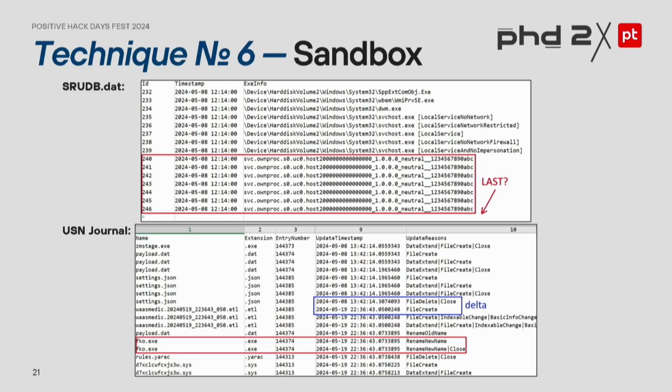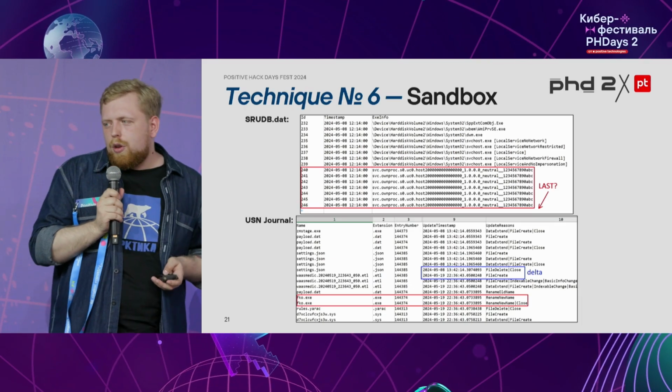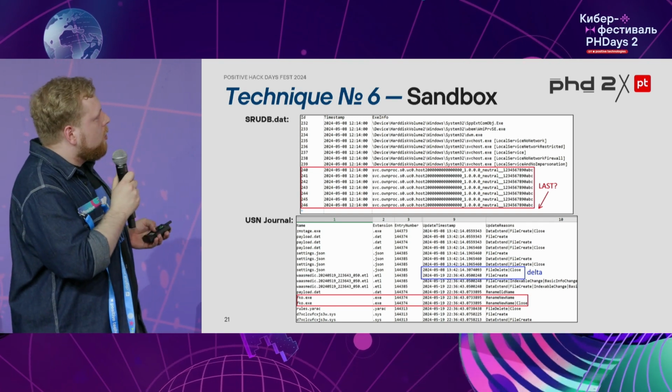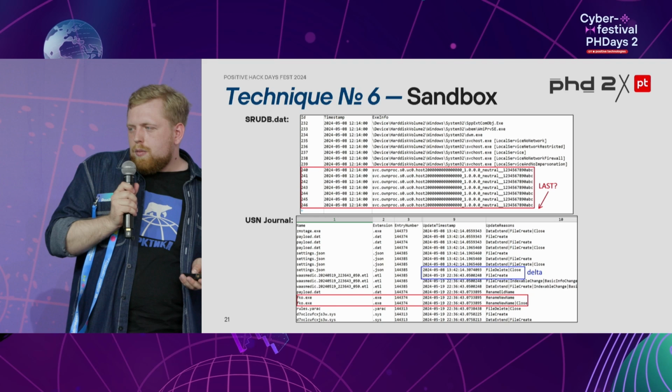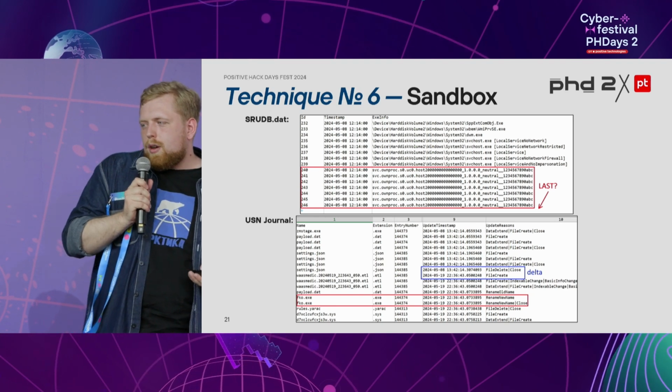Shown at the bottom of the slide is the USN journal, and this is the utility to collect data, but we're not concerned about it this time. The SRU, which is used for resource monitoring, shows no activities which should be somewhere here.